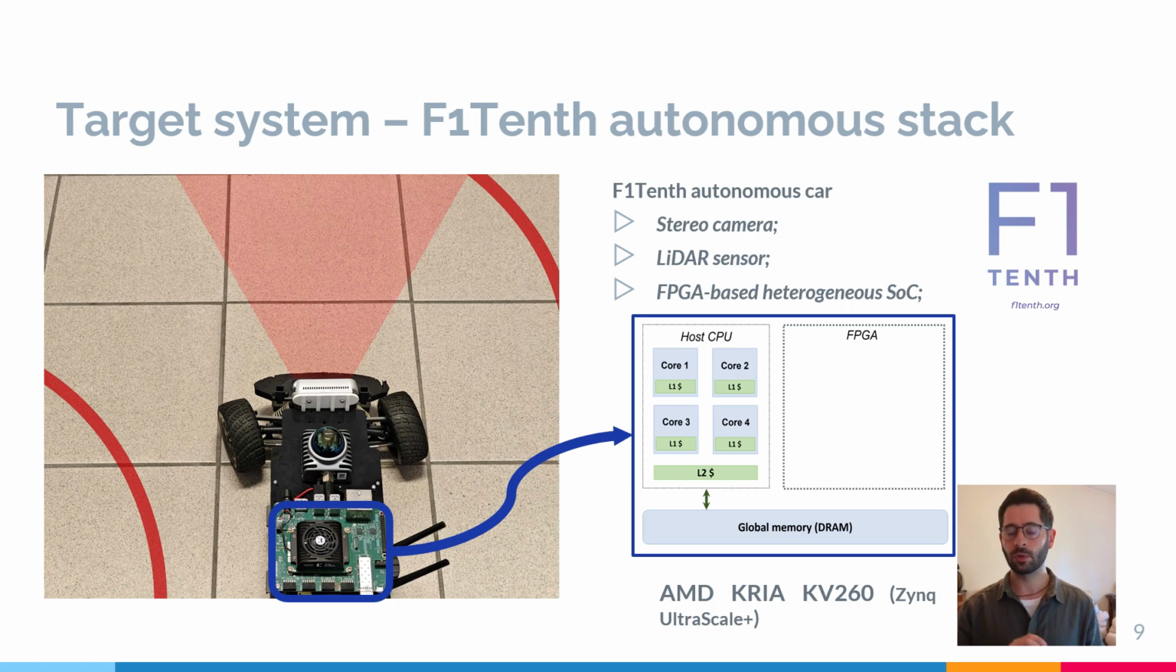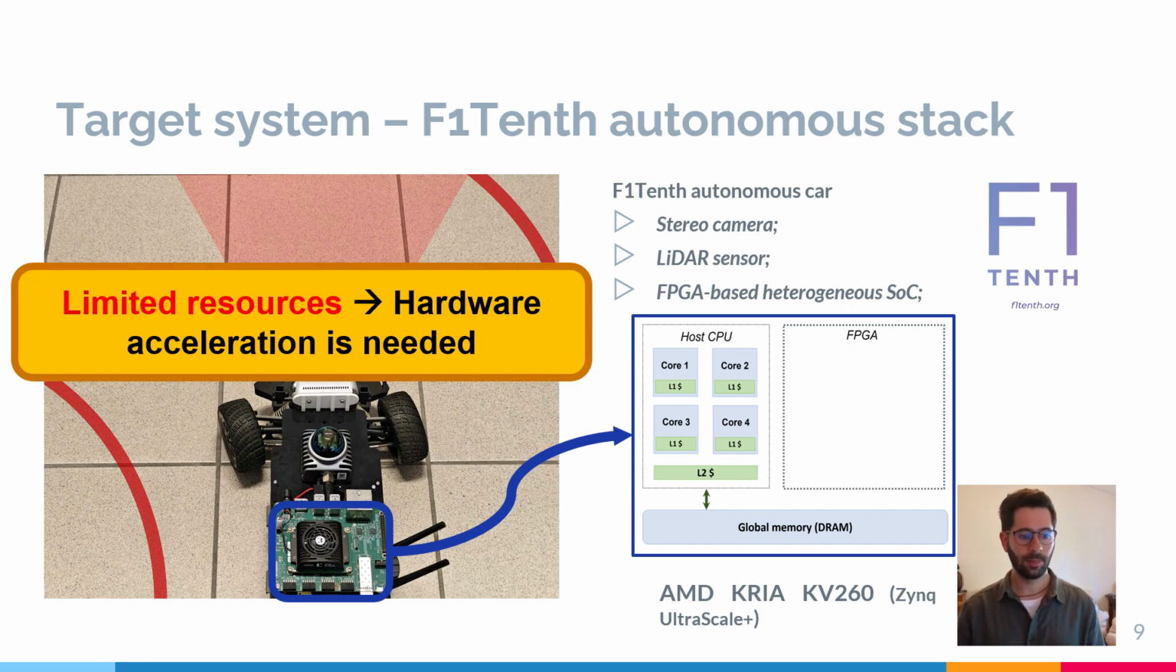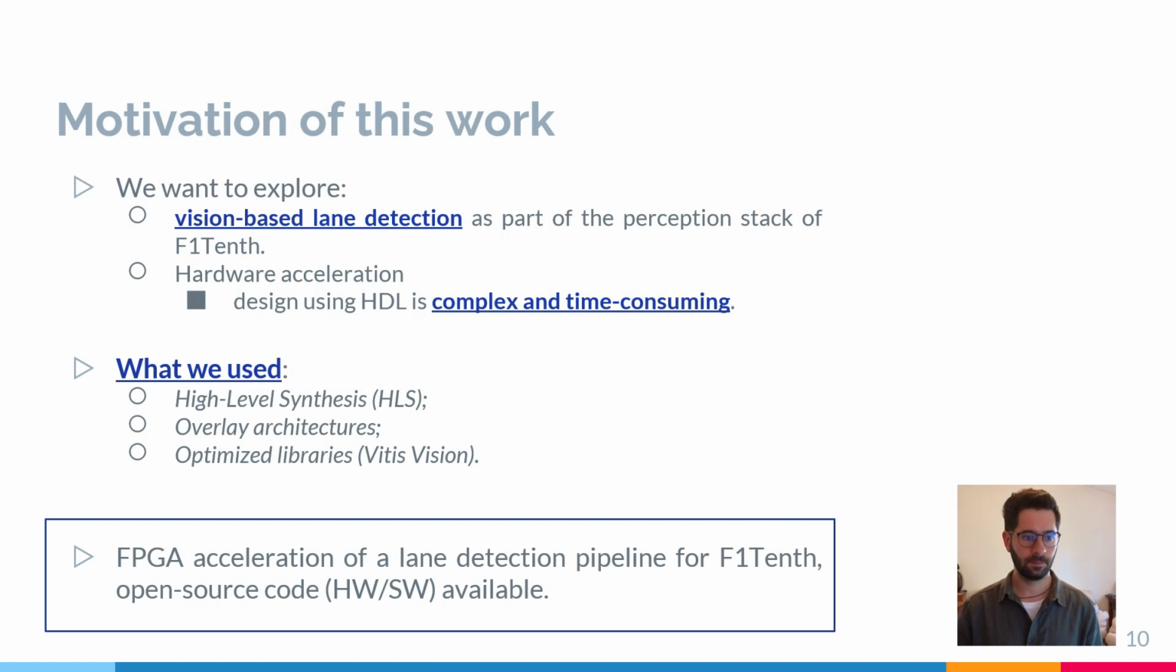Then, as a main onboard computer, we used the AMD Kria KV, which is an industrial-grade heterogeneous system that is composed of a multi-core processor and an FPGA logic. We adopted Kria to deploy our computer vision-based lane detection system, and we used the Kria as target since it has a small form factor to fit inside an F110 car and a limited power consumption. But the Kria also has limited hardware resources, and hardware acceleration is needed.